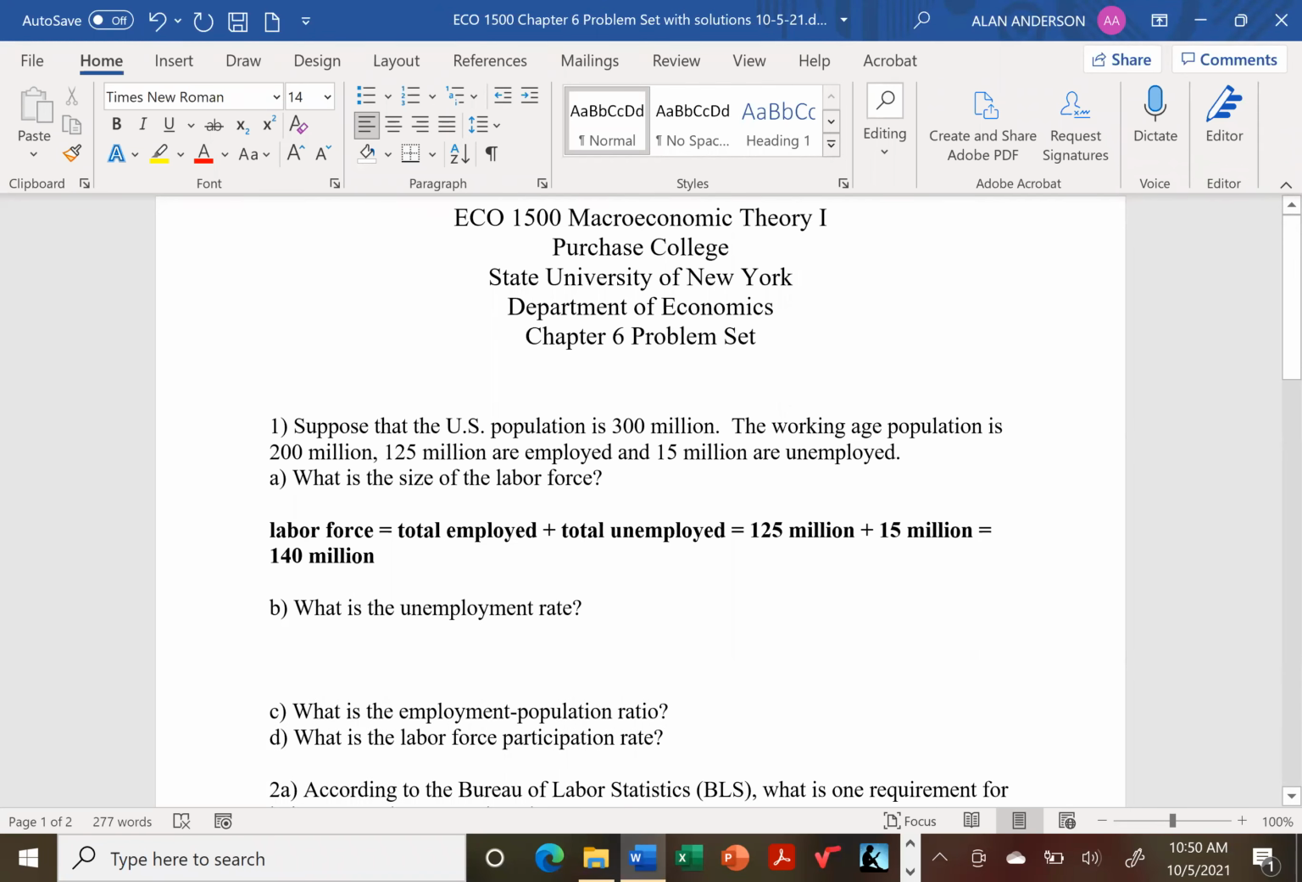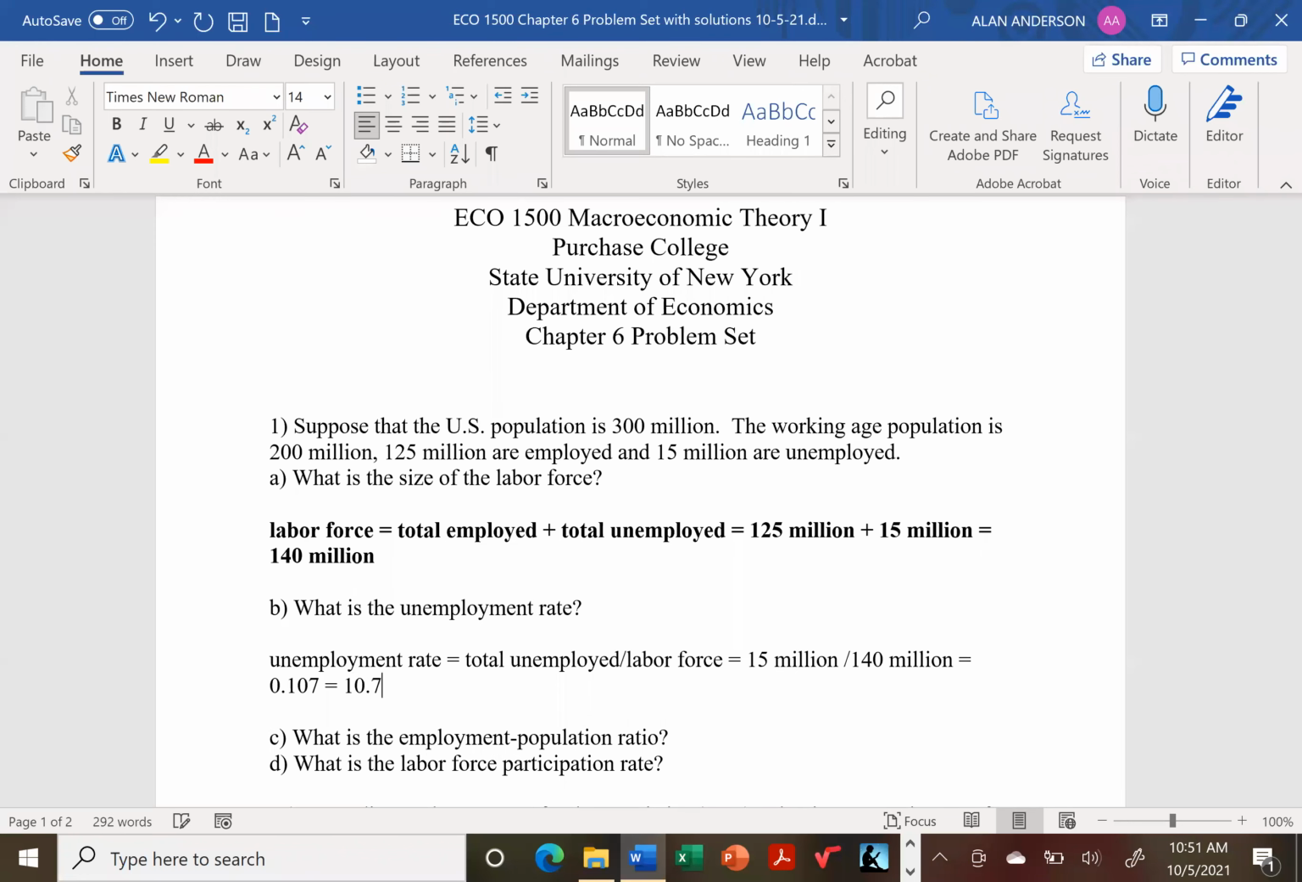So remember, the unemployment rate equals total unemployed over the labor force. So that's going to give us 15 million over 140 million. And that works out to be 0.107 or 10.7%.